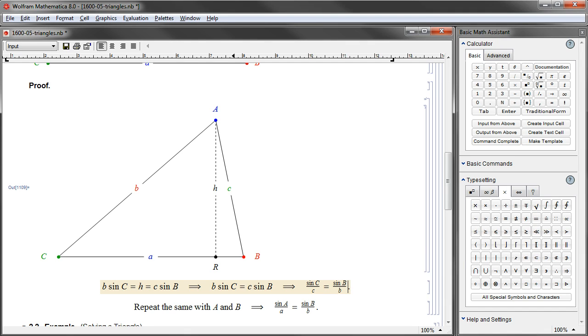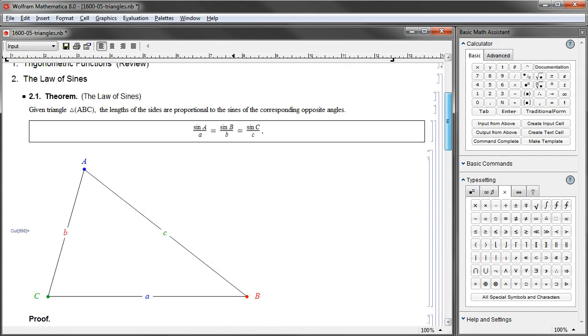If you repeat this process with the other direction, then you're going to get sine of capital A over small a is equal to sine of capital B over small b, and also sine of capital A over small a is equal to sine of capital C over small c. Put those all together, then you're going to get the desired result.